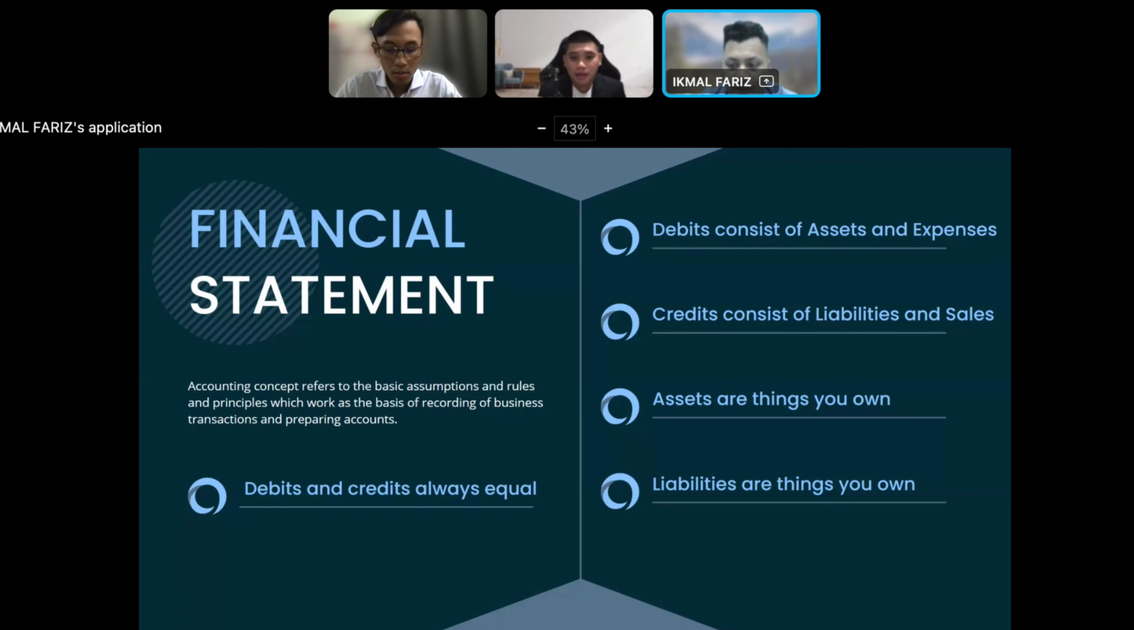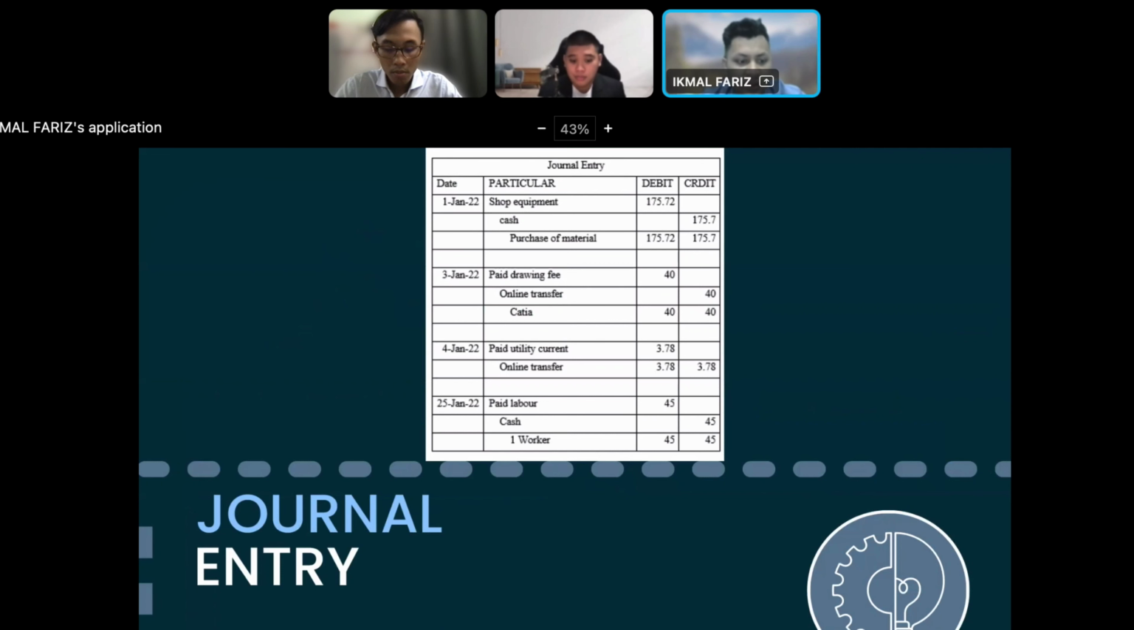Assets are things you own. Liabilities are things you owe. So this is the reference journal entry. As you can see, on 1st January 2022, we go to the shop for equipment. We use the debit card around 100 ringgit, 75.72 cents. We use cash, and that is how we purchase the material.